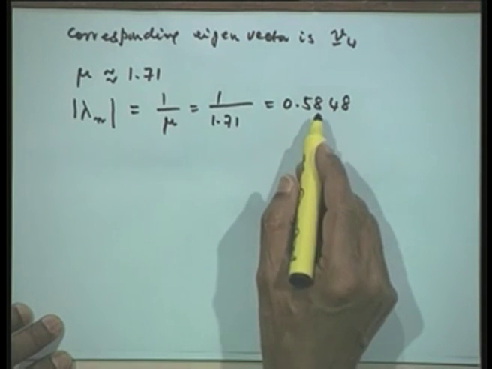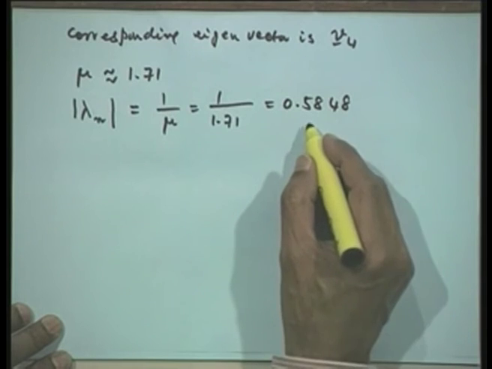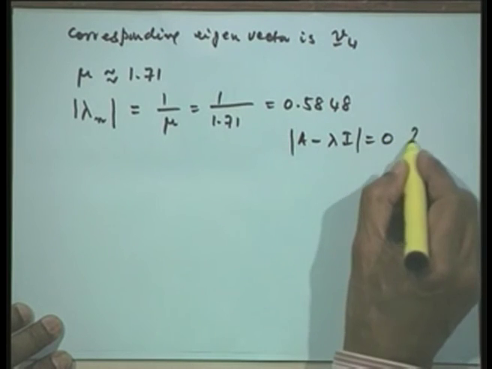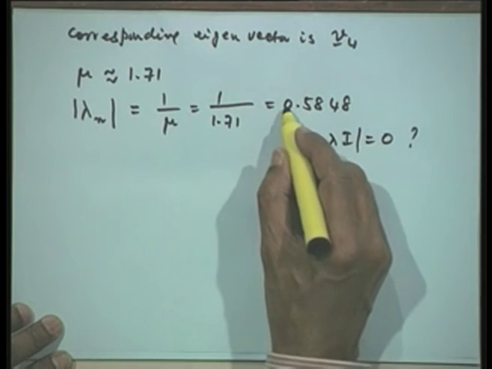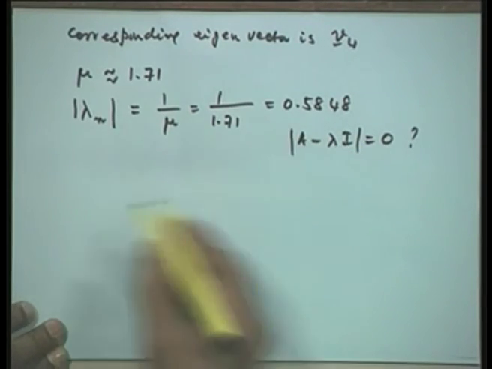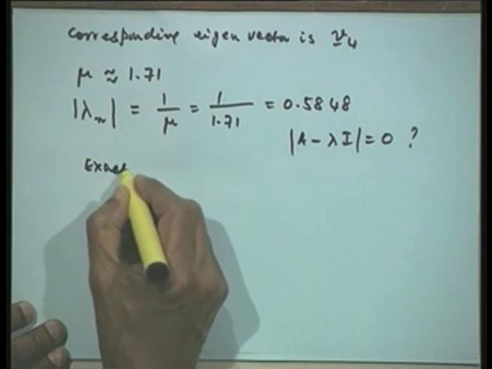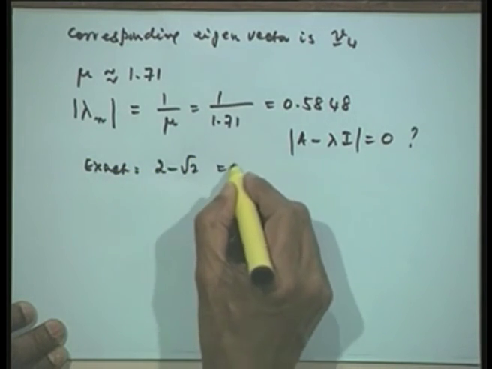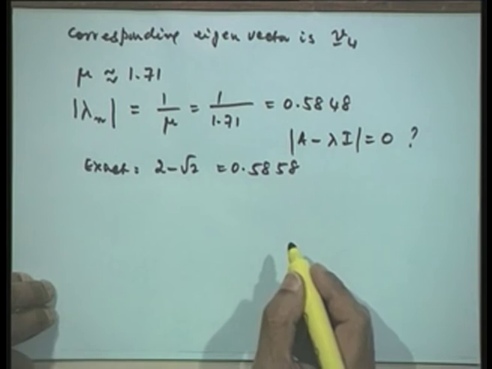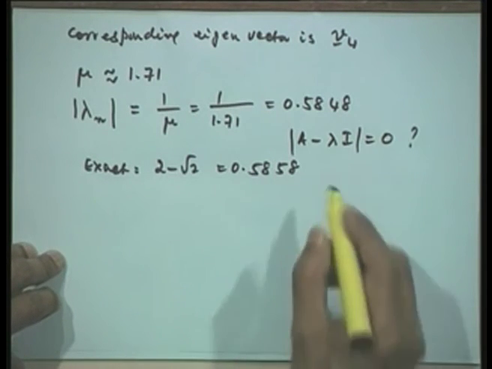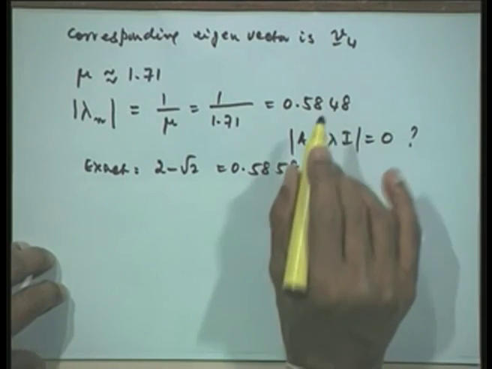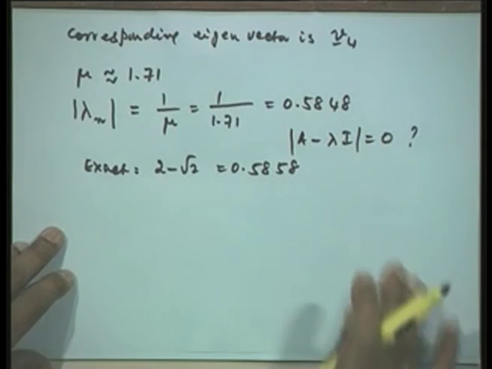Now, if I want to check whether this sign is 0.58 or not, I must substitute it in the determinant of A minus lambda I and see whether this is 0 or not. If this is 0, then this is plus sign, if it is not, it must be the other sign, that will be negative sign. Now, the exact eigenvalue in this problem is 2 minus root 2, that is 0.5858. This is the exact eigenvalue for this particular problem. As I said, the sign must be determined from this, we cannot straight away say that this is the eigenvalue, we can only say this is the required eigenvalue in magnitude.